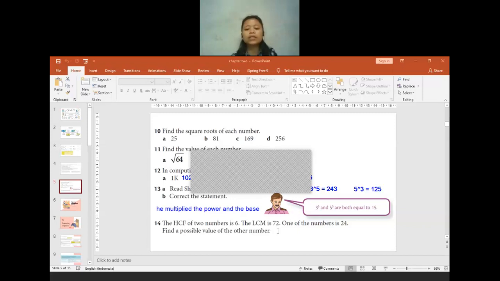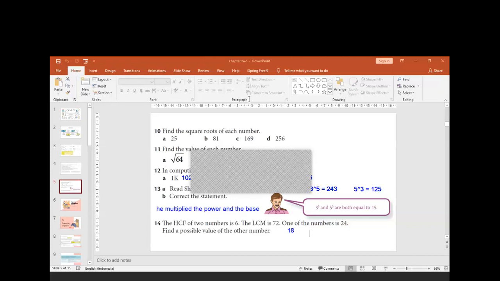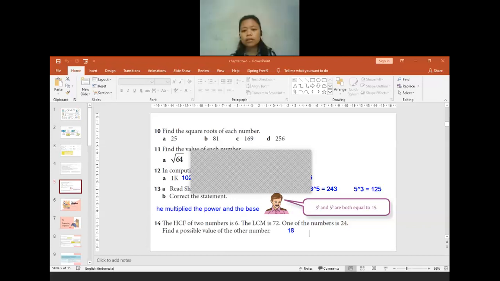Anyone want to give a suggestion? What number will it be? Sorry? Yeah, it will be 18. Is there anyone who has a question? Why is it 18? Is there anyone who has a question or is maybe confused? Is there anyone confused? No, teacher. Okay. If no one is confused, may I continue to chapter 2?